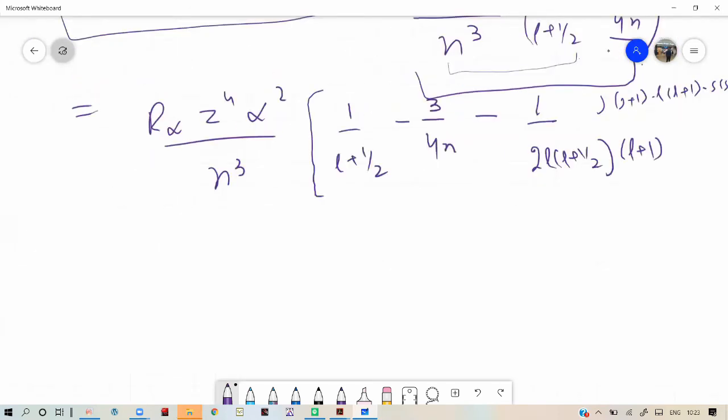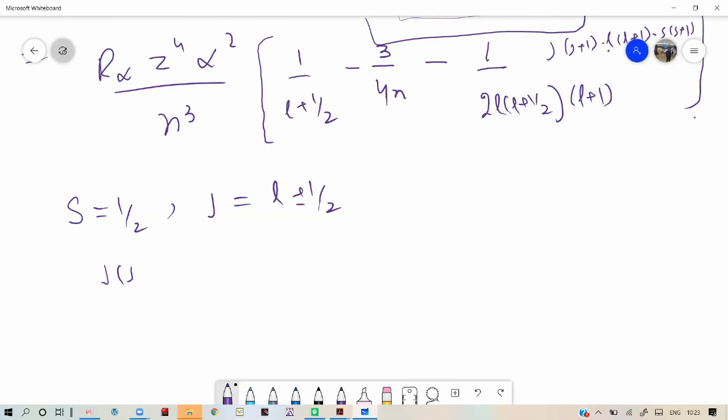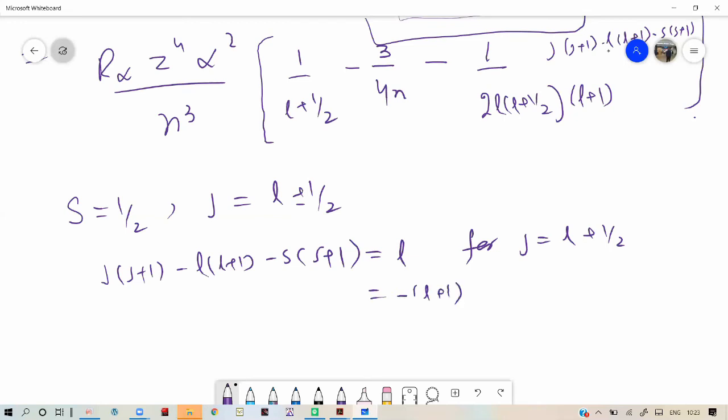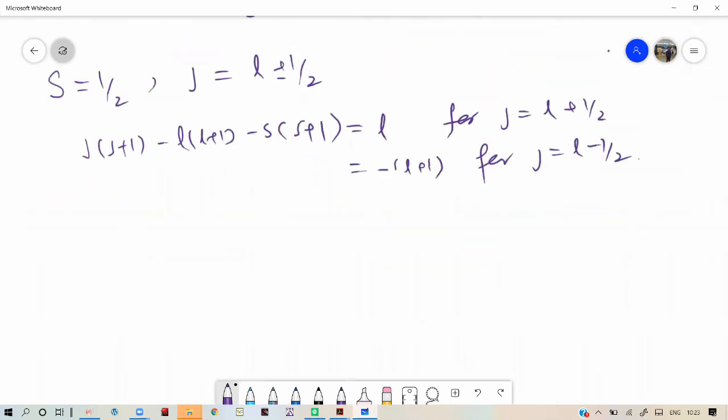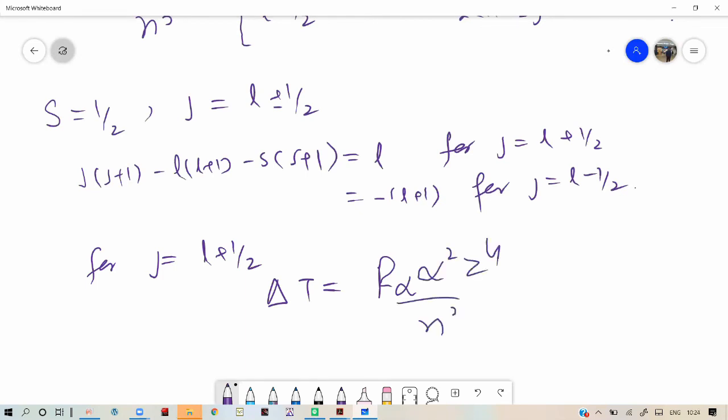Now, this is the expression, now use the values, because s is 1 by 2, j is equal to l plus half or l minus half. When you put in these values, we have already derived in the last class that j into j plus 1 minus l into l plus 1 minus s into s plus 1 is equal to l for j equal to l plus half, and this is equal to minus of l plus 1 for j equal to l minus half. So we will use in the above equation these two values, and we can write delta T will be equal to R infinity alpha square Z⁴ divided by n cube.